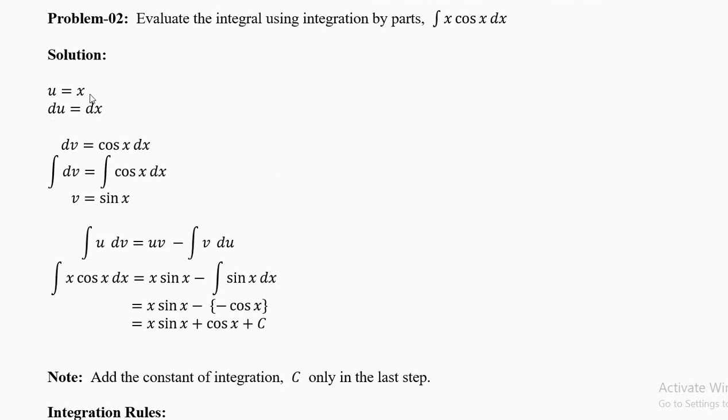Again, choose u equal to x and dv equal to cos x dx. Look, we have copied the x, cos x and dx, everything. dv and dx will come together. So dv equal to cos x dx, du equal to dx as before. Integrate on the left and on the right. Integration of dv is v. Integration of cosine is plus sine, not minus, plus sine.